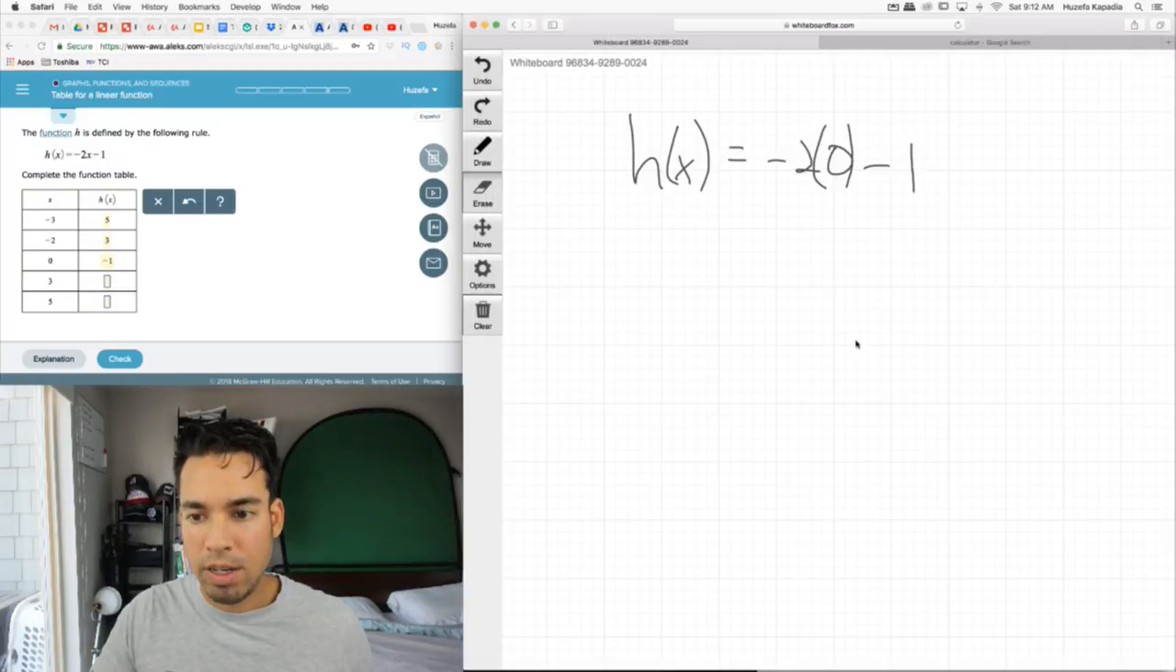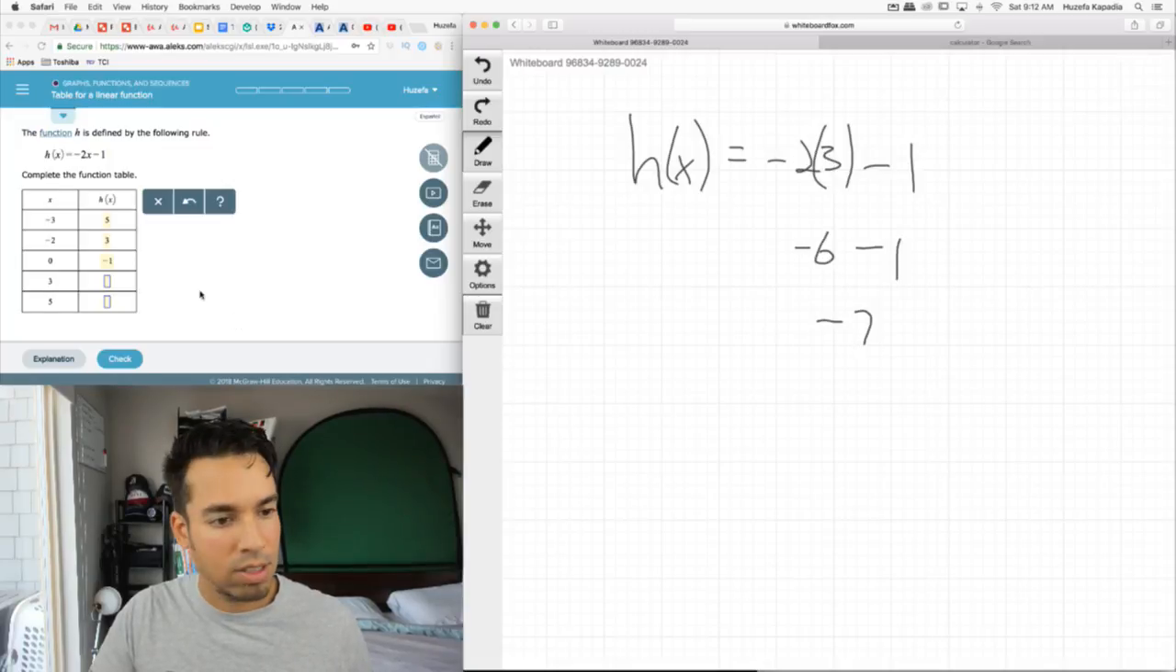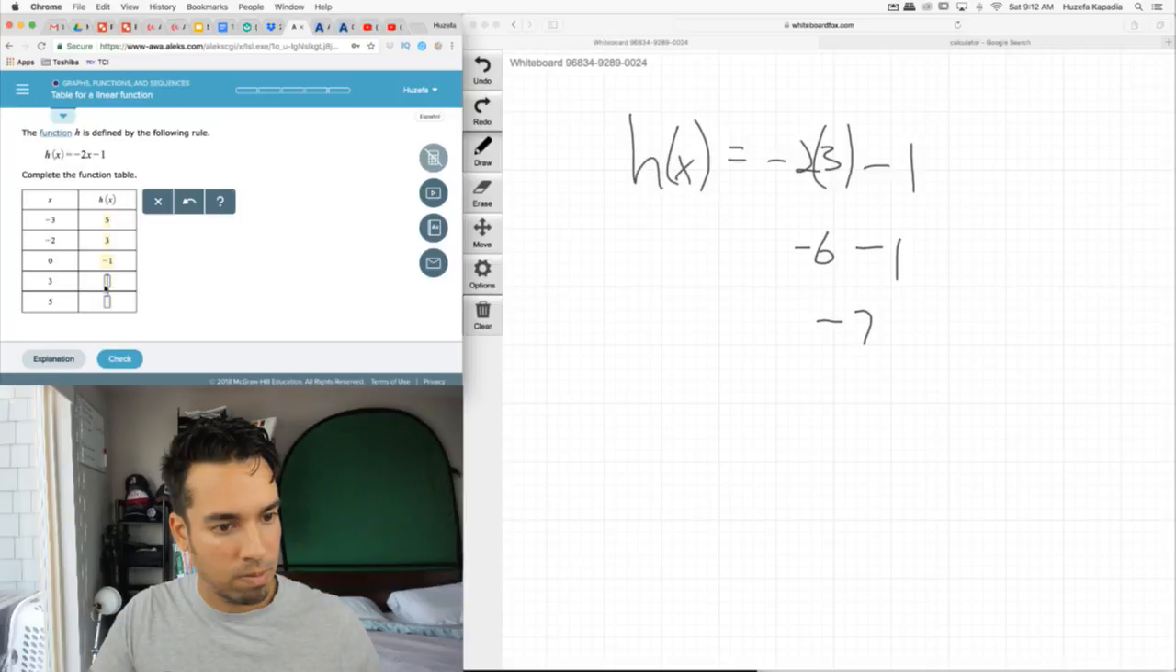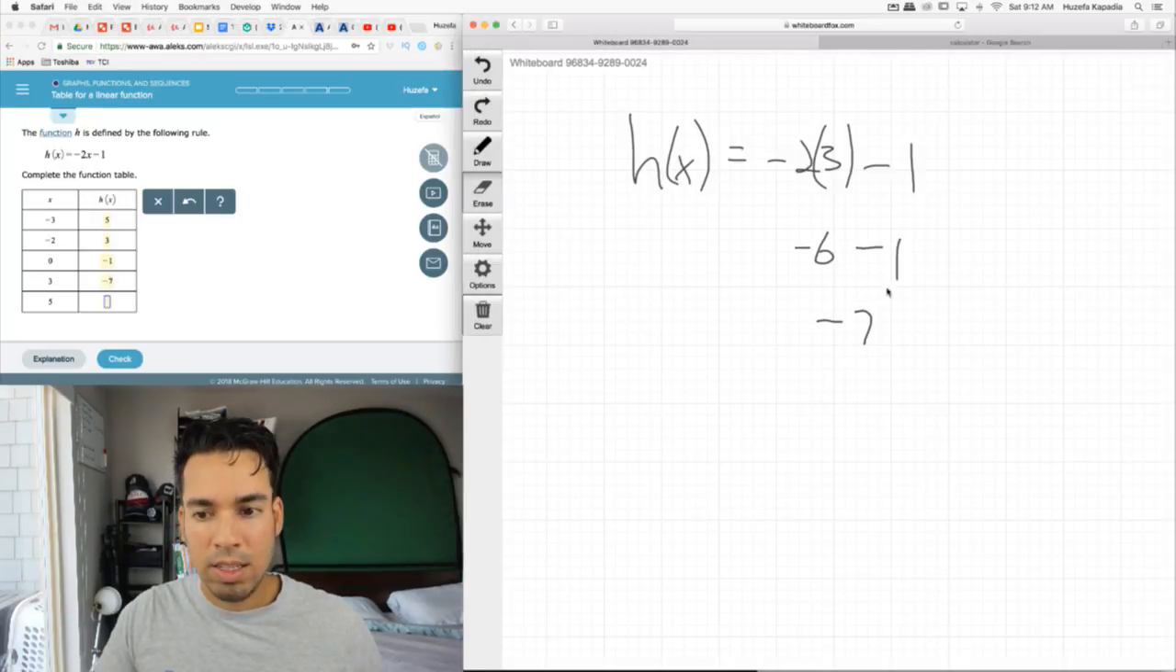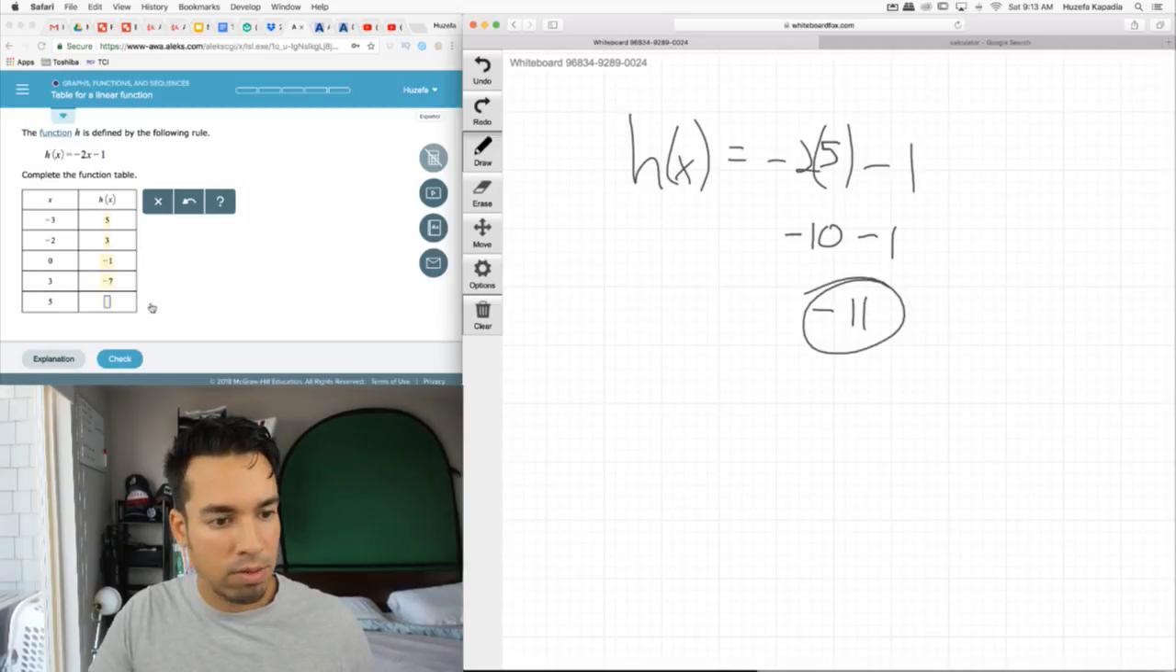And then we got 3 and 5. 3 times negative 2 is negative 6, minus 1 is negative 7. And last but not least, we've got 5. So we're plugging in 5 for that x value. We got negative 10 minus 1 is negative 11.